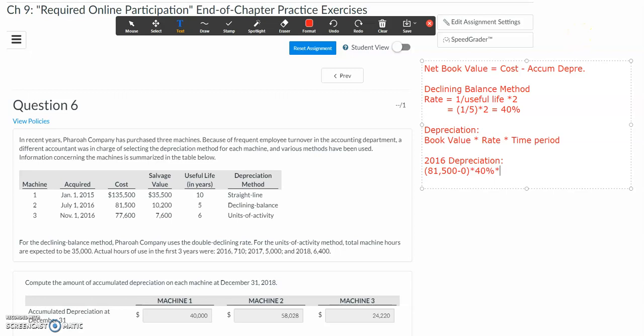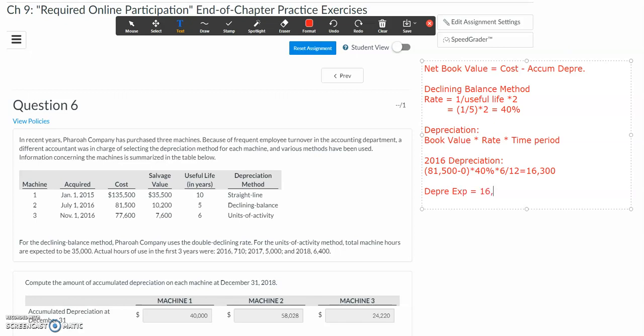And for this particular asset, we have it for the months of July, August, September, October, November, December. So it's 6 months out of 12 months. So you're going to take your calculator and take 81,500 times 0.4 times 6 divided by 12 to get 16,300.